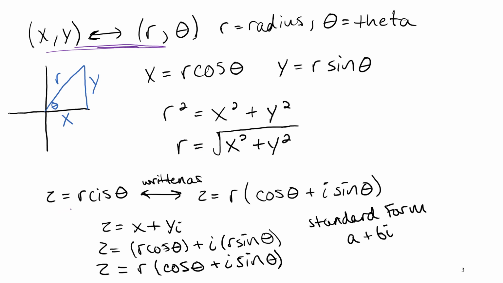I've also included z equals r cis theta, which is interchangeable with r cosine theta plus i sine theta. Sometimes you will see it written as this, and sometimes as that, and you can write them back and forth. The standard form of a complex number is a plus bi, or with the x and y's, you can write it as x plus yi.